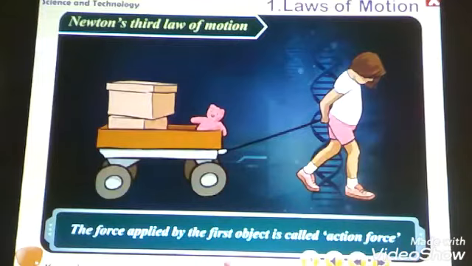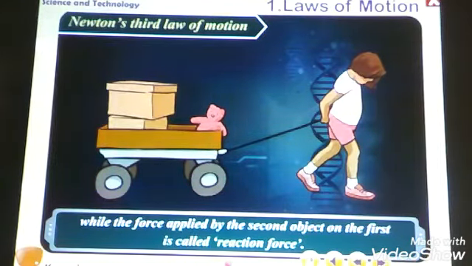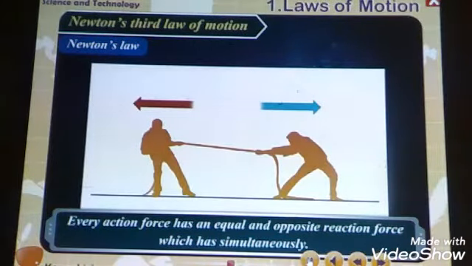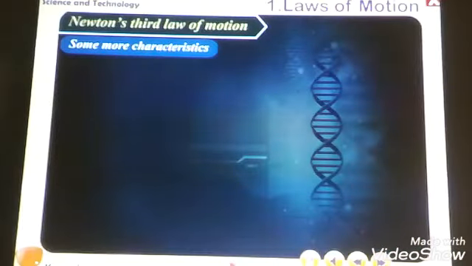The force applied by the first object is called the action force, while the force applied by the second object on the first object is called the reaction force. Newton's third law of motion states that every action force has an equal and opposite reaction force.